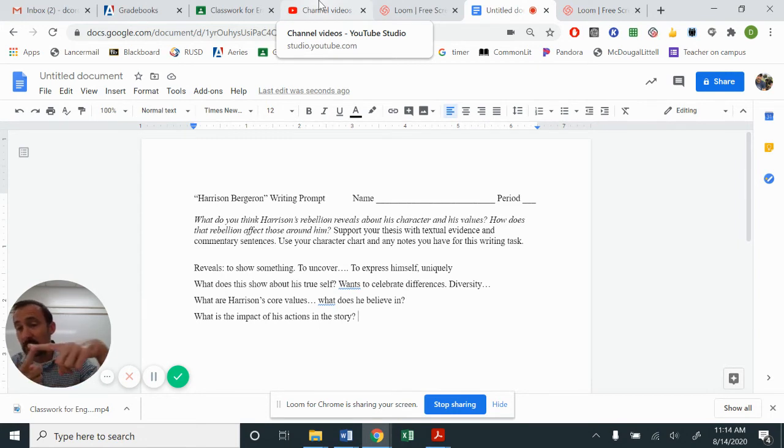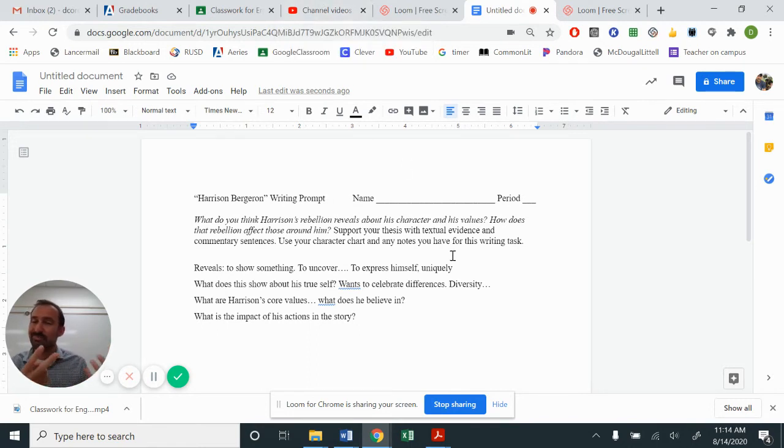Some people were frightened because it was against the government. Some people were excited because they too did not want to be held down or restricted by the government. Some of them fled and left in terror. So what was the impact of his actions? And obviously, what happened to him at the end? Right?